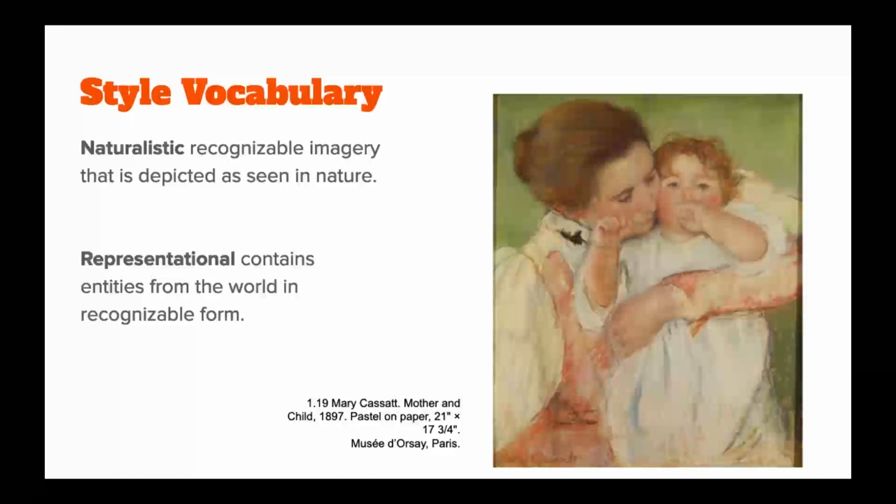First one is naturalistic. Naturalistic is artwork that is very recognizable. It depicts scenes that you see in nature. Here's a flower. Here's a landscape. Here's something that is recognizable as something. Representational contains entities from the world in a recognizable form. It represents something, an object that represents an actual person. This is your aunt. This is your uncle. This is your father. This is your son. That kind of thing. It represents a tangible person.